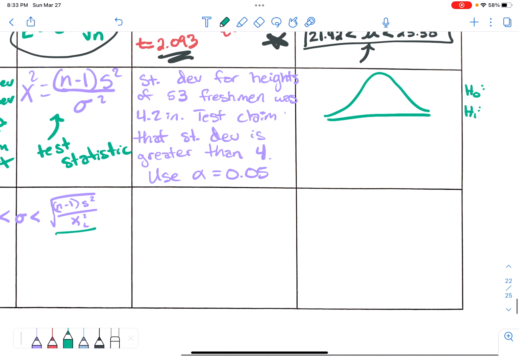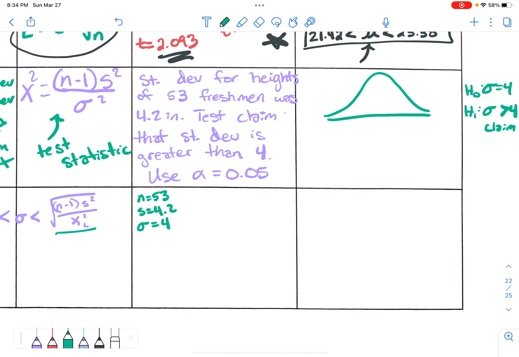Standard deviation for heights of 53 freshmen, I'm going to say N is 53, was 4.2. That's according to my sample, it's 4.2. We are testing the claim that the standard deviation is greater than 4. So we're testing against 4, but we're testing to see if the standard deviation is greater than 4. That's the claim. Okay, and we're going to say sigma, not mu, and sigma equals 4. Okay, so that's what we're testing against.